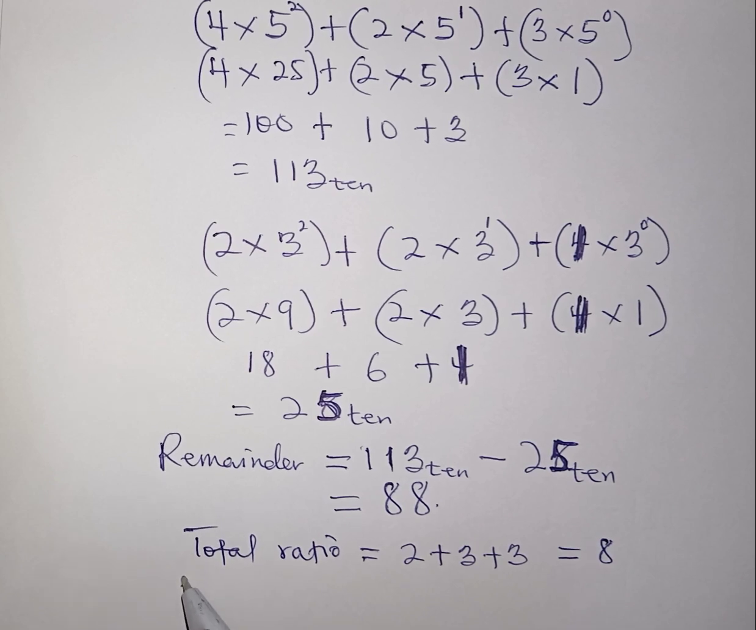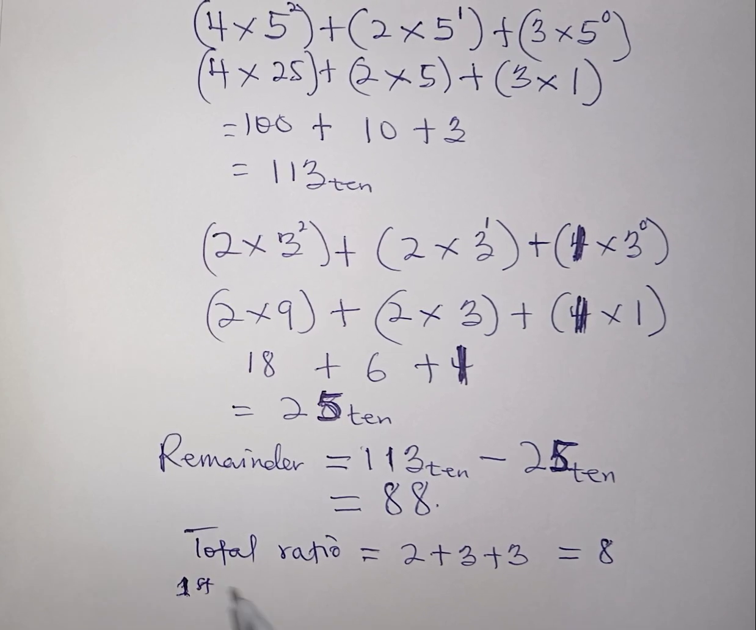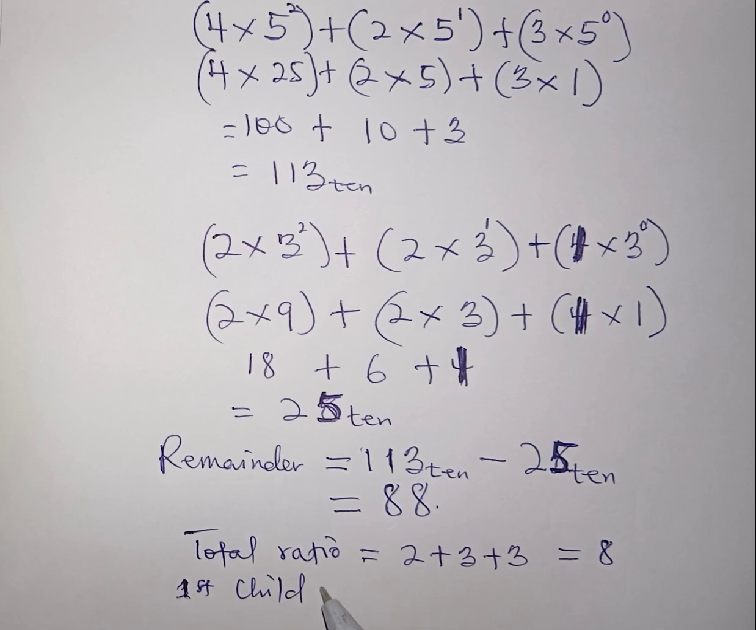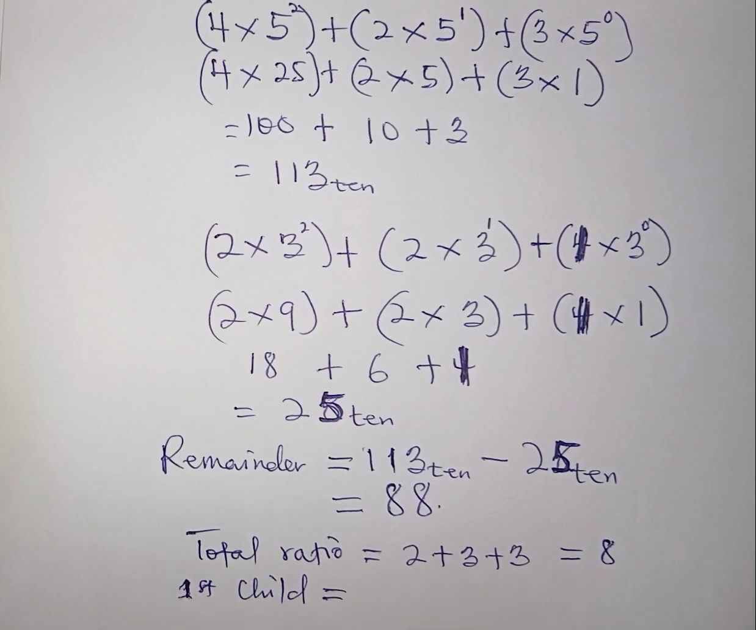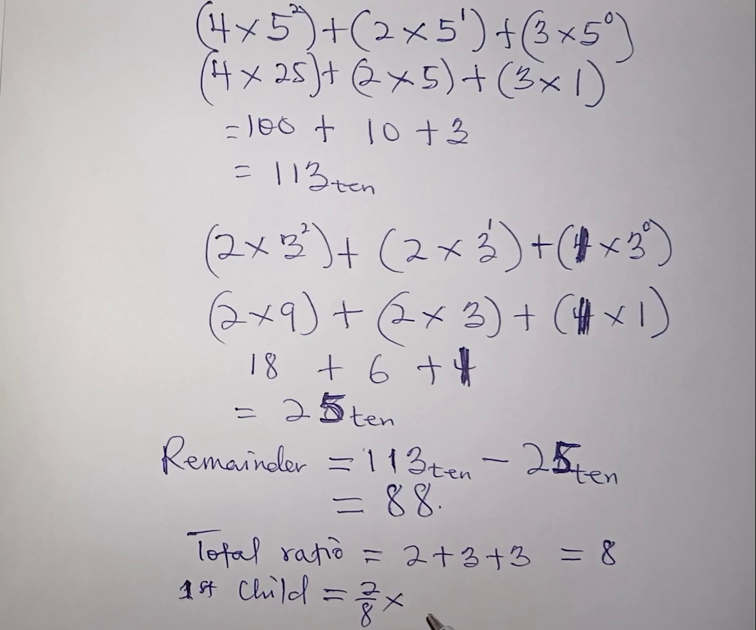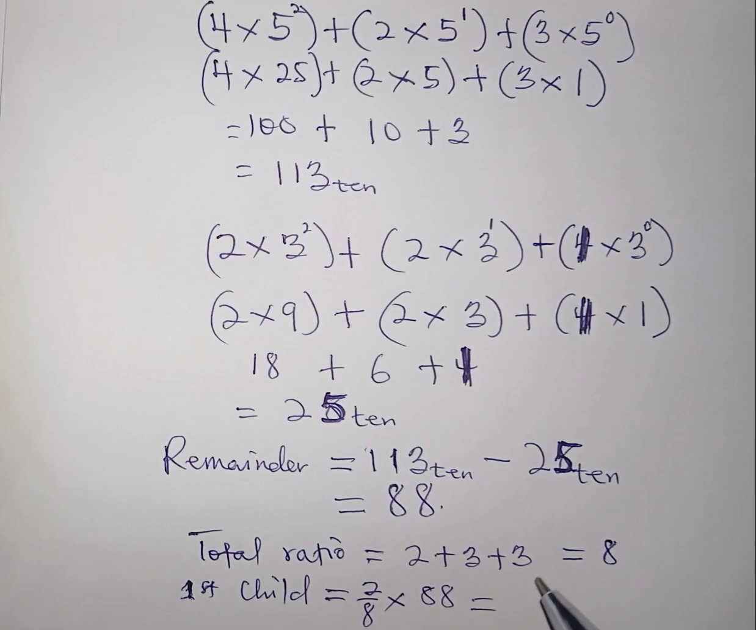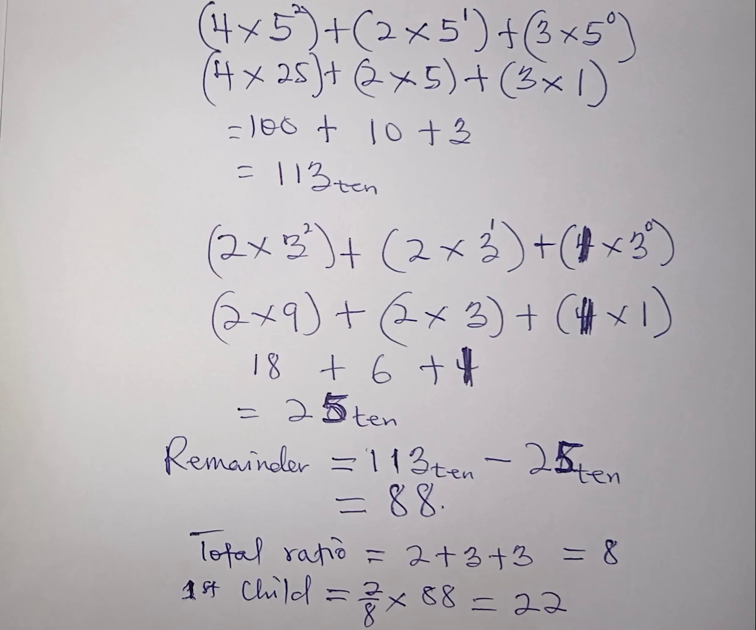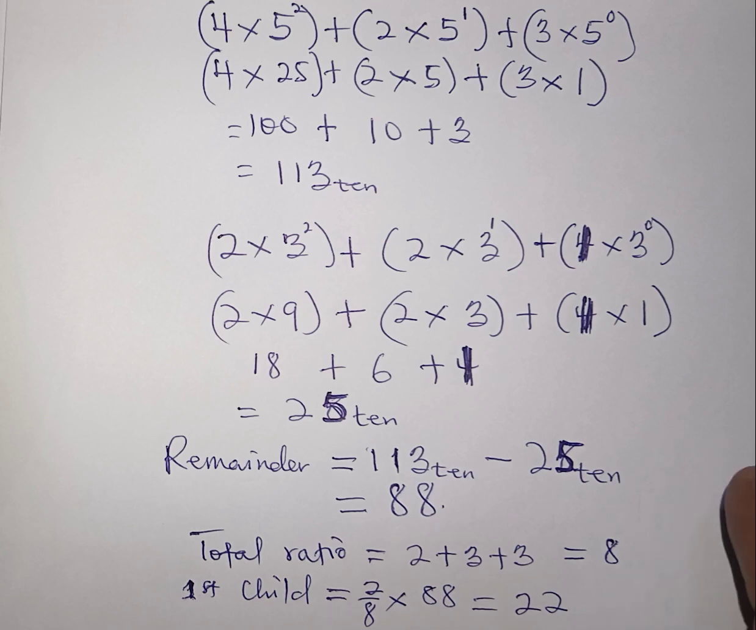Good. So once we have this 8, then to find the share of each child, you pick the first child. So for the first child, that is 2. So his own is in the ratio of 2 on 8, multiplying the remainder, which is 88, and that gives us 22. Okay, in base 10.